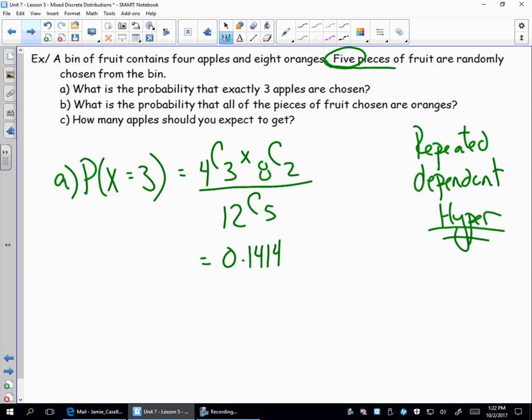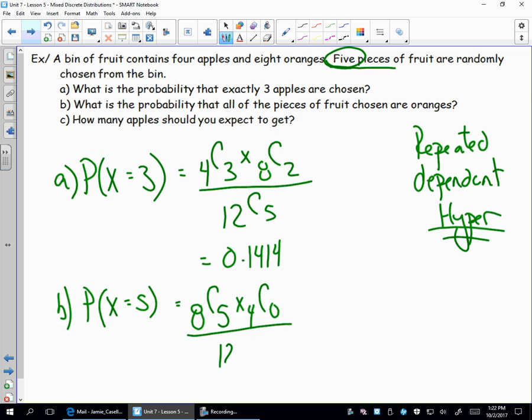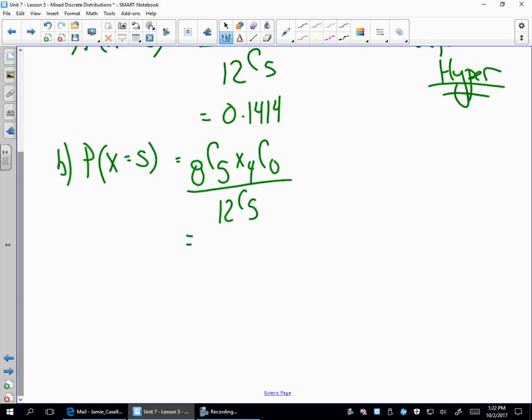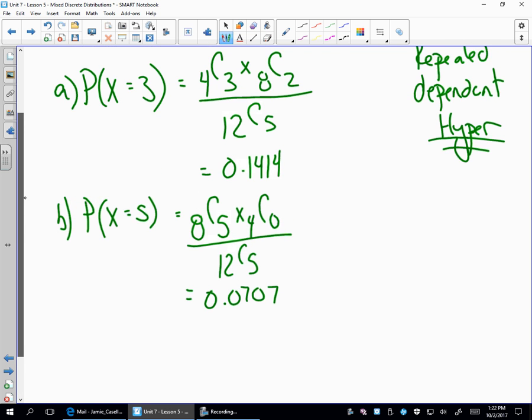I'll try B. What's the probability that all of the pieces are oranges? So we're picking 5 things, so all that means X is 5. All right, oranges, how do we get those? There's 8 of them. Apples, we want none of them, and we want 5 things altogether. All right, into our calculator we go for that one, and we should get 0.0707. So basically half as likely as the previous one.